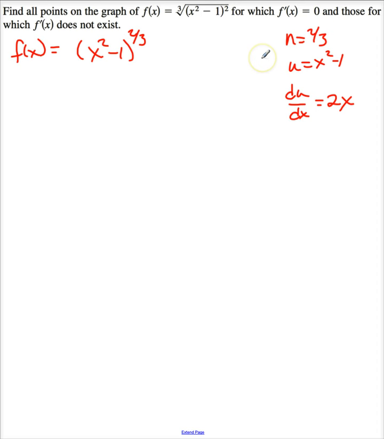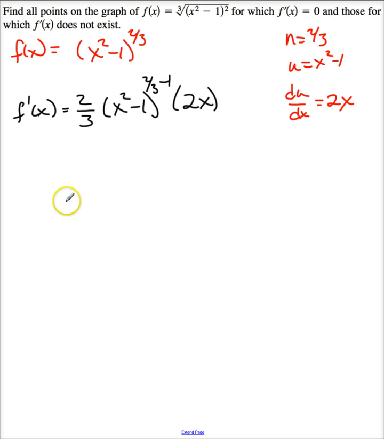You can also do the problems this way, where you come over here and list everything out first. So f prime of x is 2/3. I bring down the power, and then I lower the power of the function by 1, and then I take the derivative of the inside, which is 2x. Now I do need to rewrite this as 4x over 3 times (x squared minus 1) to the 1/3.